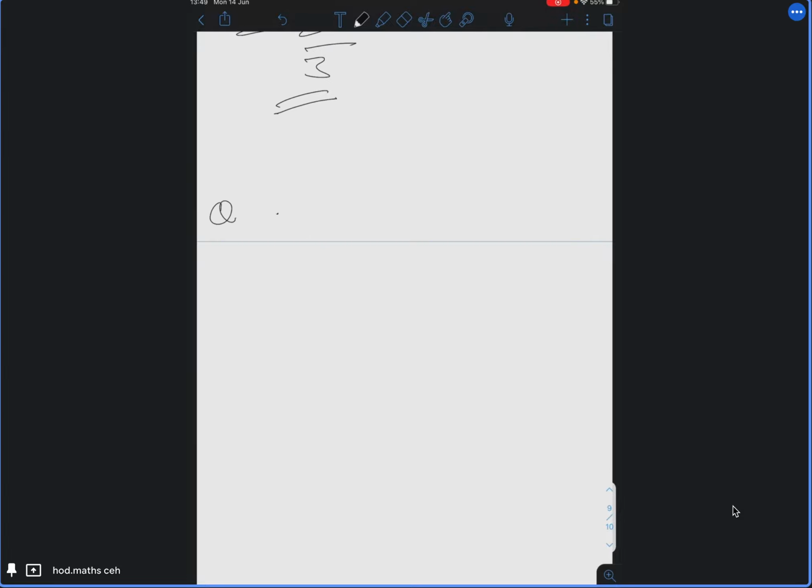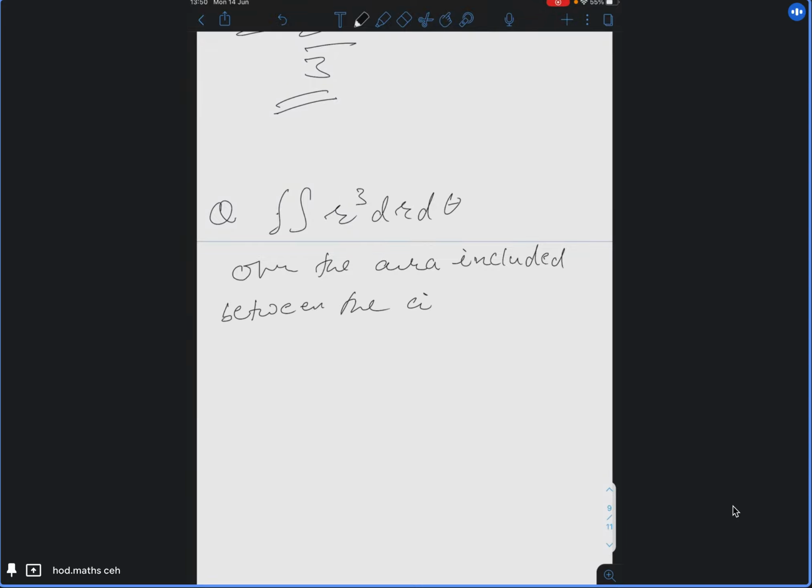Now, suppose you need to evaluate this double integral r cube dr d theta over the area included between the circles. It's already mentioned they are circles, but you should know that r is equal to 2 sine theta and r is equal to 4 sine theta. So the area included between these two circles is the region of integration.